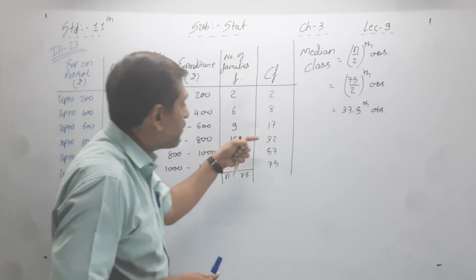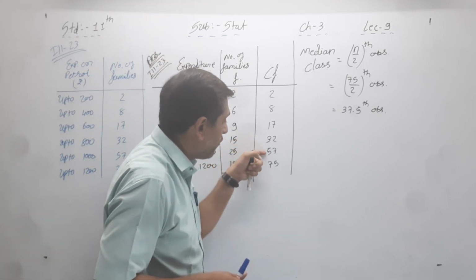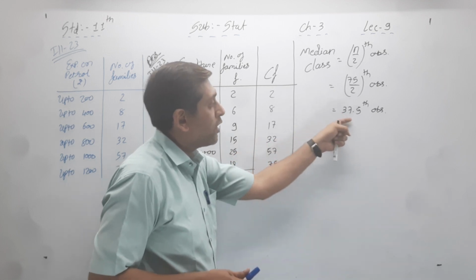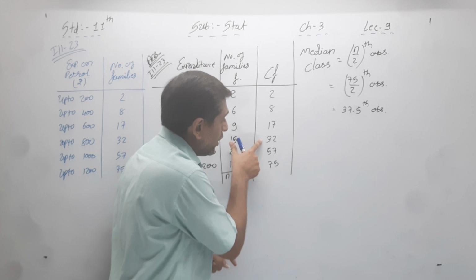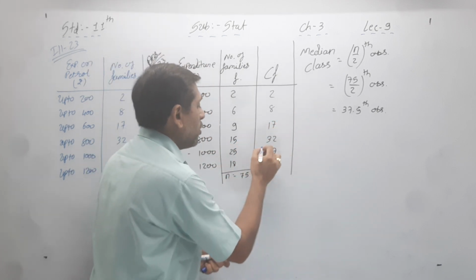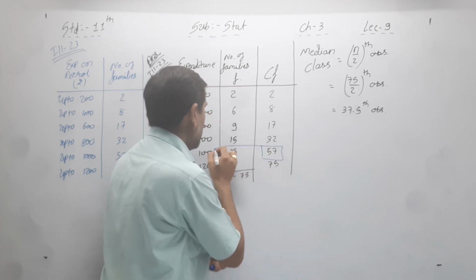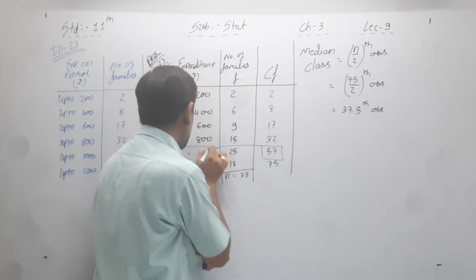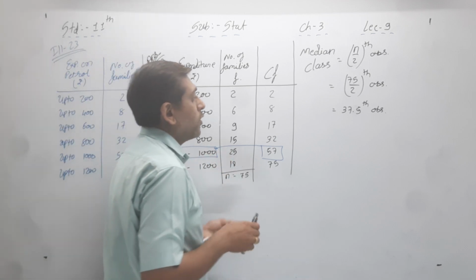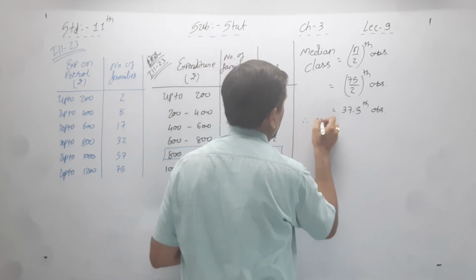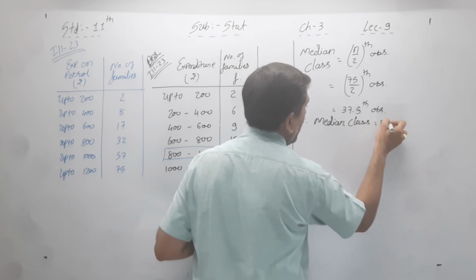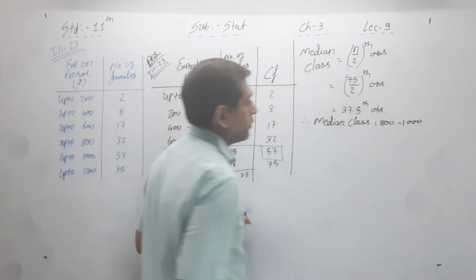After these, that is 33 to 57. Look in the cumulative frequency: 37.5 falls where? After 32, from 33 to 57 it comes. That means this one is your corresponding class, 800 to 1000. So you can write that therefore the median class is equal to 800 to 1000.